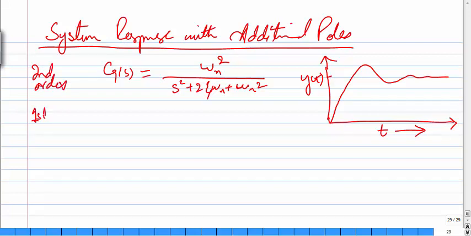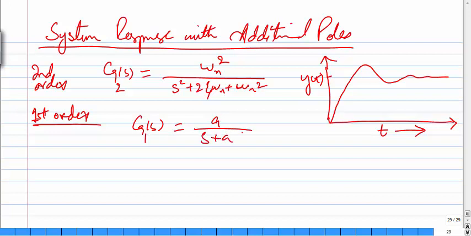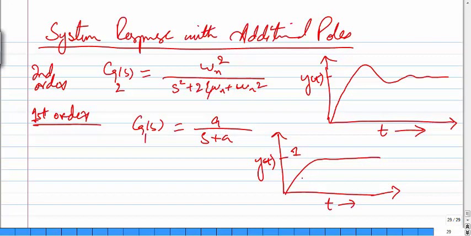Before that we discussed the first order system, and for first order we assume that we have s plus a. So this is a first order system. If we look at the step response, we have something like that. So the basic idea here is that these are the two basic responses. This is for second order, this is for first order. Now we know the properties.